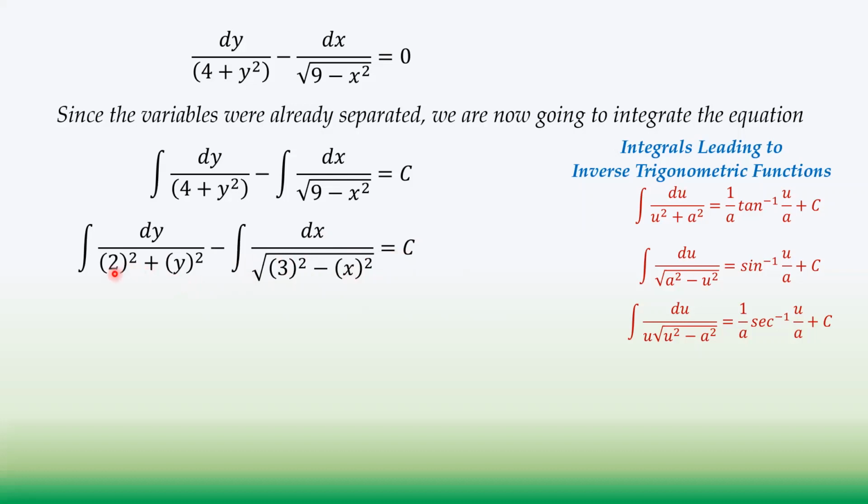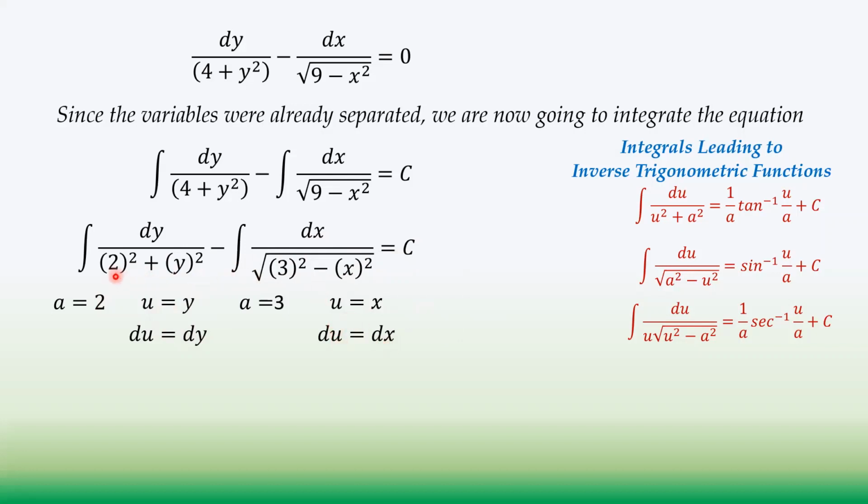Dito, yan ay constant, so yan ang ating a. Ang a mo dyan ay 2. U mo ay variable, so u equals y. Differentiate natin, du equals dy. Again, dito yung a ang constant, so yung a mo dyan ay 3. Ang u mo dyan yung variable, so yun yung x, so u equals x. And differentiate, du equals dx.